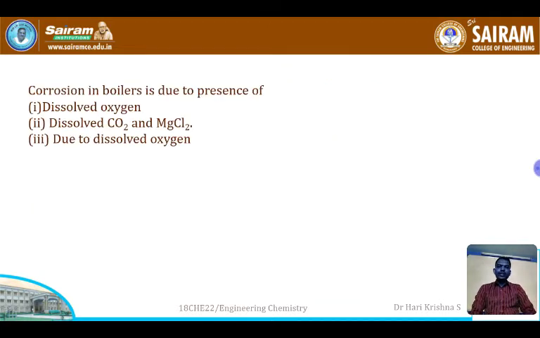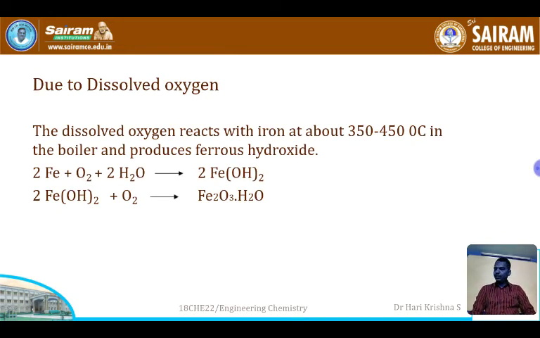Boiler corrosion mainly occurs due to presence of dissolved oxygen, or it may occur due to presence of dissolved carbon dioxide, or magnesium chloride. So let us discuss these three cases one by one. The first is due to presence of dissolved oxygen. As we all know, natural water contains 8 to 9 ppm of dissolved oxygen.